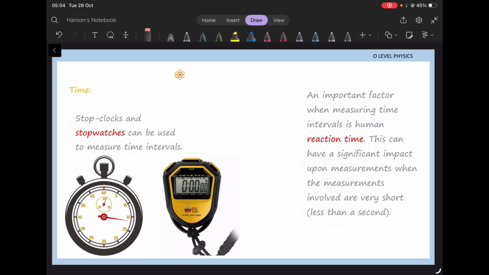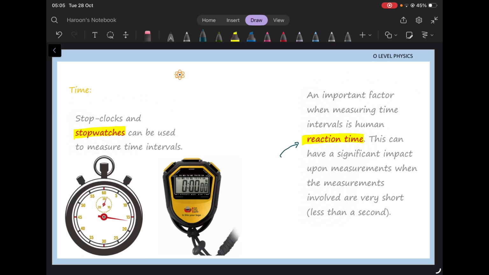So we can use stopwatches to measure time, and we also have human reaction time. Human reaction time is natural for all humans: we take time in evaluating things and then implementing on them. So if I want to stop my stopwatch, first I'll observe. Let's say someone is running, and as soon as they hit the finish mark, I want to stop the stopwatch. I will first observe. It will take time for my brain to analyze the data, and it will take some time to implement that and stop the stopwatch. So the time it takes for that to happen is known as the reaction time.